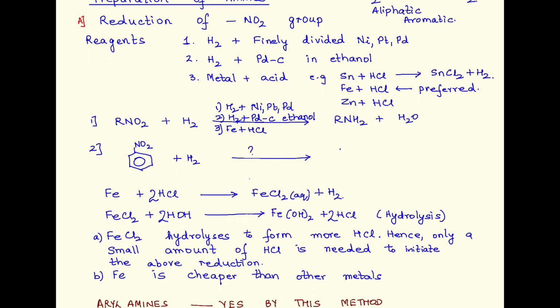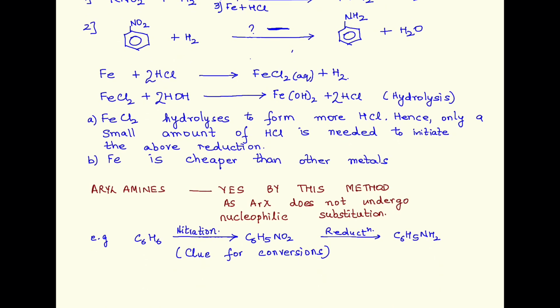Would you like to complete the reaction here? So this is our benzene ring, and NO2 gets reduced to NH2 and of course our water. Please list the reducing agents here for good practice. So as I've written here, aryl amines can be prepared by this method. We will see that other methods cannot be easily used to prepare aryl amines. Why?